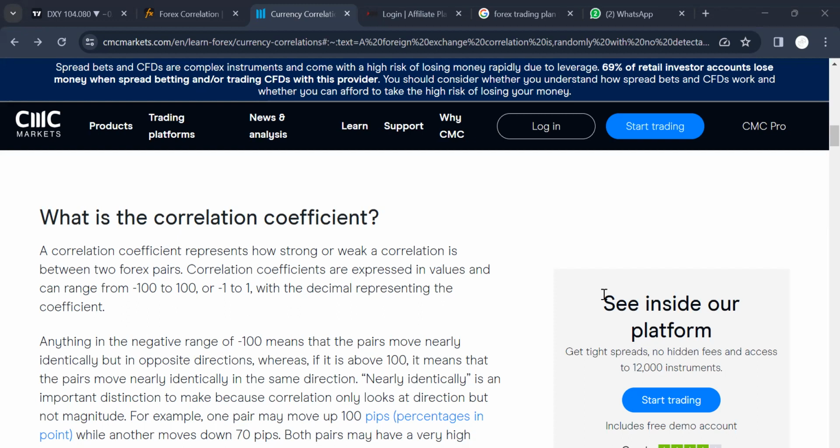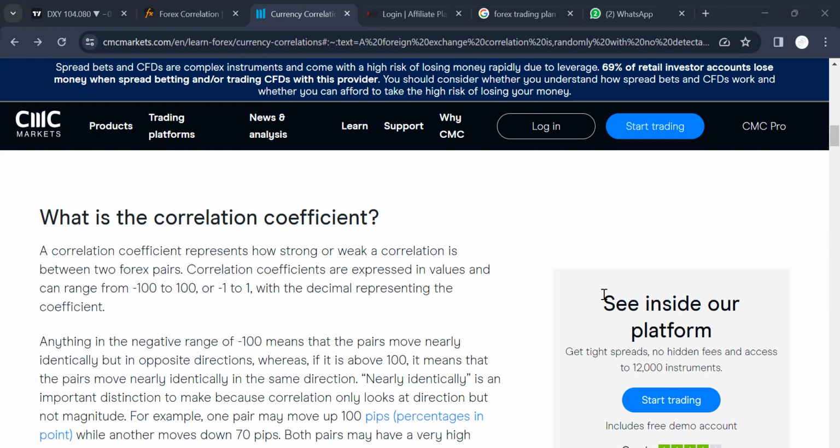So we talked about the correlated pairs in terms of their direction, either buying or selling, up or down. That's the direction we are talking about. Then we talk about the value, which is what is called the coefficient. Even though we are talking about positively and negatively correlated pairs, when you take only positively correlated ones, some pairs are more strongly correlated than others.